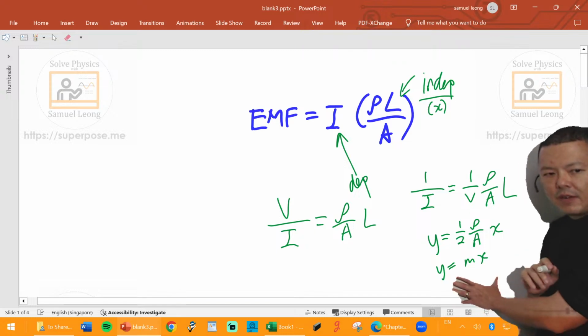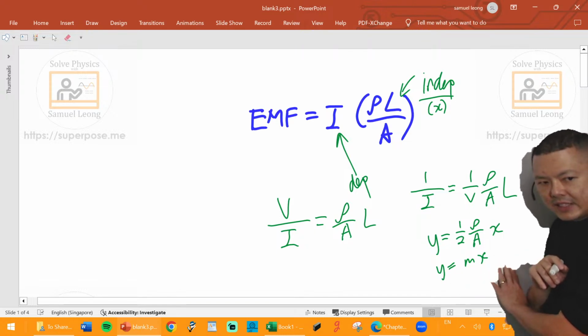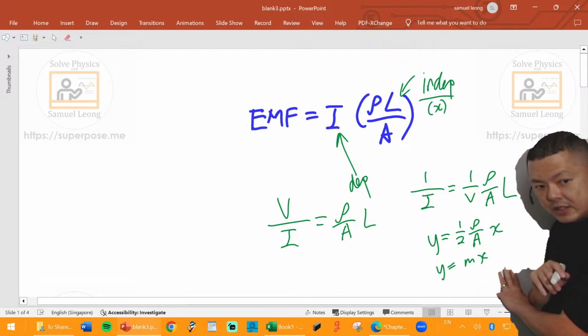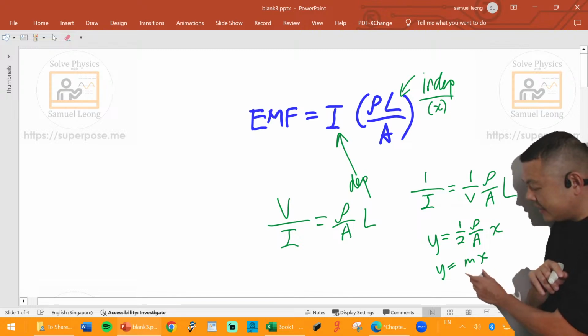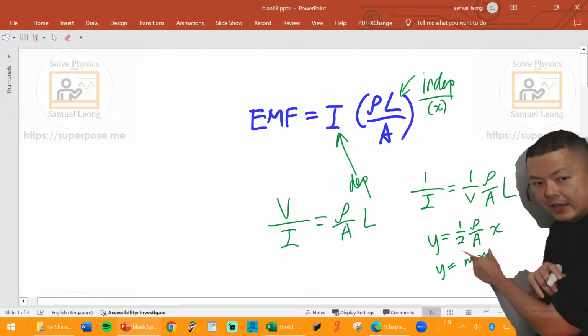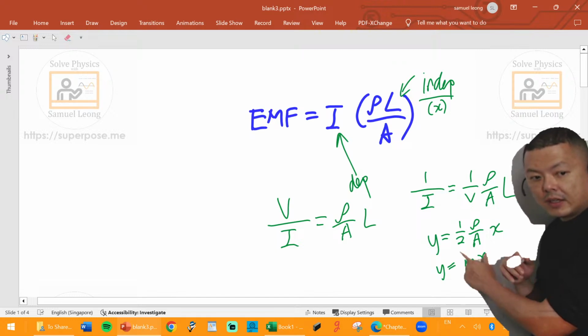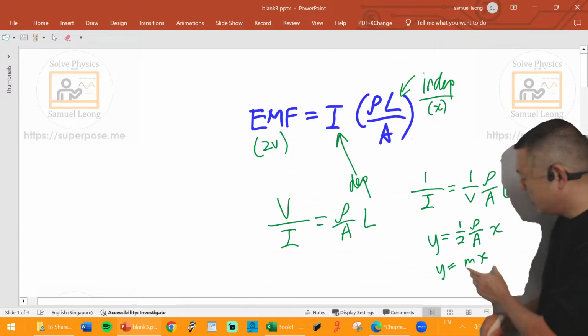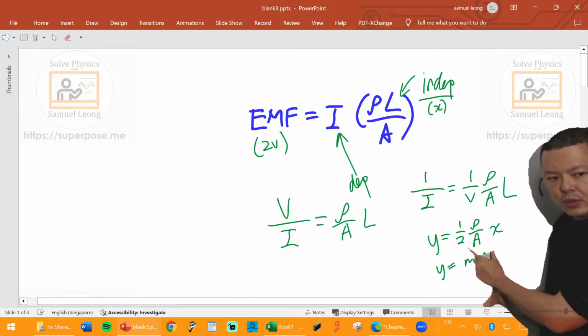So which means that if you plot the y value over the x value, you should get a straight line that passes through the origin and the gradient is equal to half of rho over A, because the voltage is 2, right? You told me the voltage is 2, like the question itself. This is 2 volts, right? Okay. So this would mean what it means.